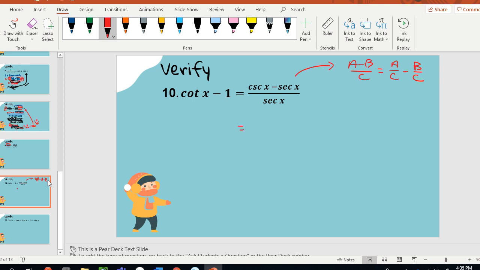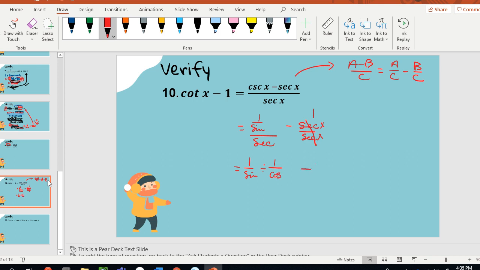So watch what happens. I get cosecant is 1 over sine over secant minus secant over secant. Now, I didn't bother to change secant because secant over secant just becomes 1. Okay? So that means I'm left with this one with a minus 1 after it, so I got to keep, change, flip. So this is equal to 1 over sine divided by 1 over, well, what is secant? 1 over cosine.